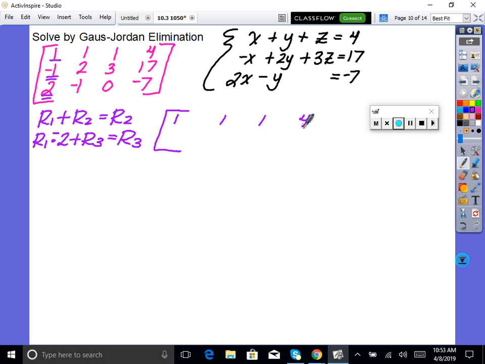Okay, let's focus on this second one. So we're doing row 1 plus row 2. That plus that is 0. That plus that is 3. That plus that is 4. And then 7, 21, right?